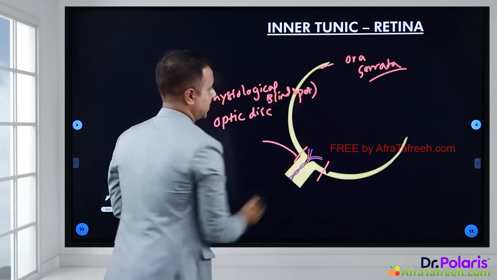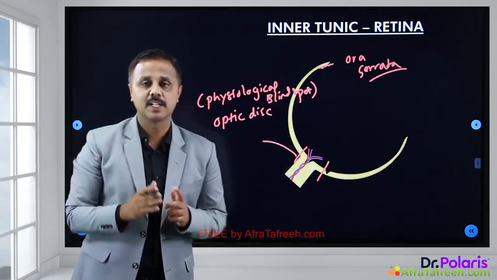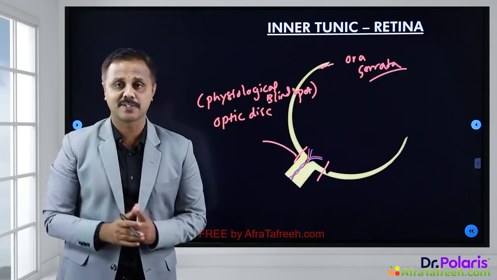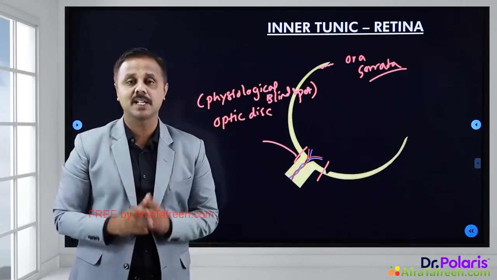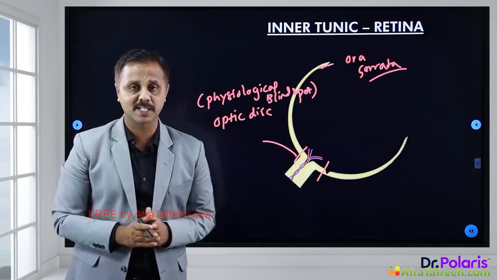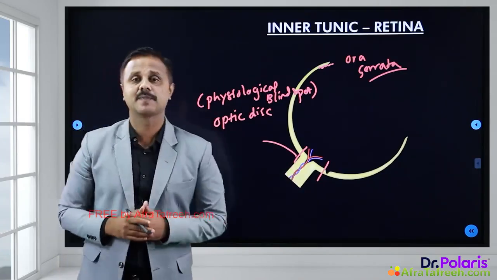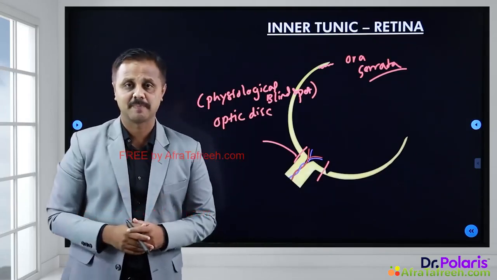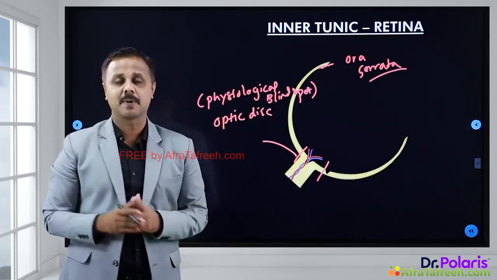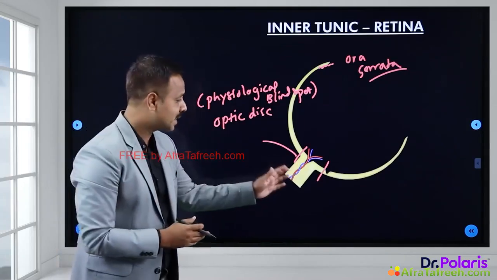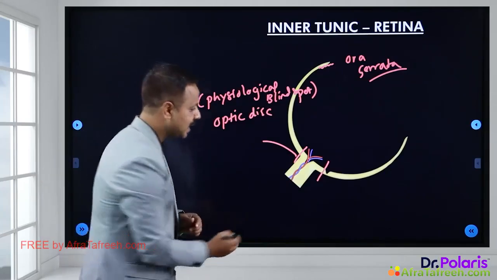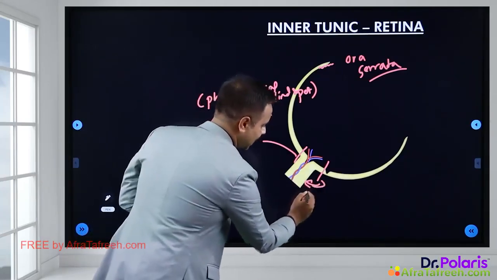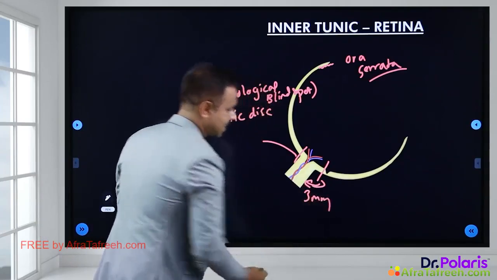Now, what is the reason for this? We know that the receptors for vision are rods and cones. The rods and cones are characteristically absent in the region of the optic disc, and hence it is also referred to as the physiological blind spot. The physiological blind spot or the optic disc is present slightly medial to the posterior pole.